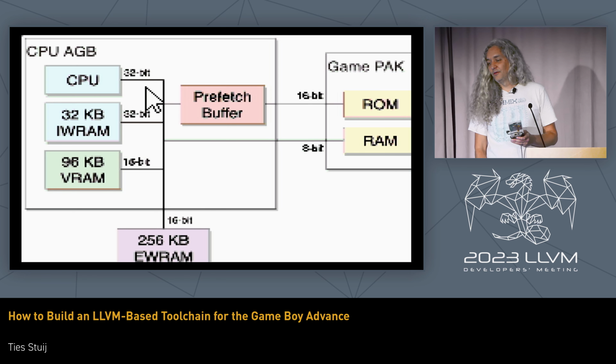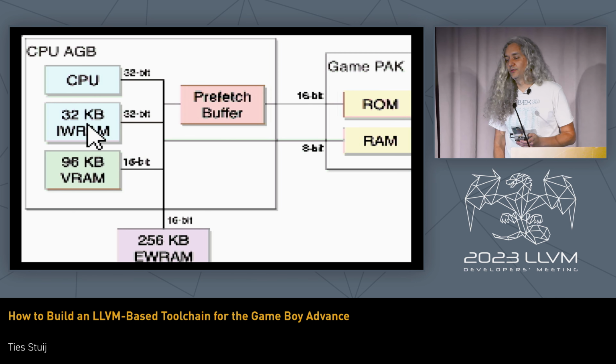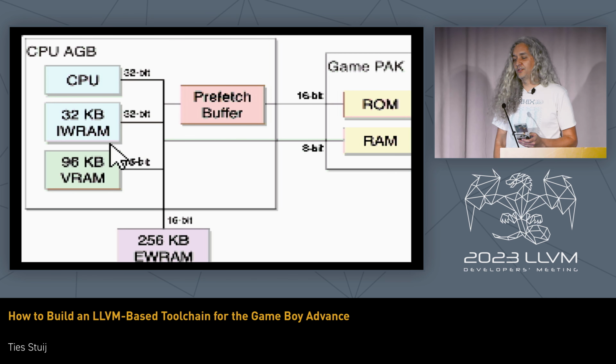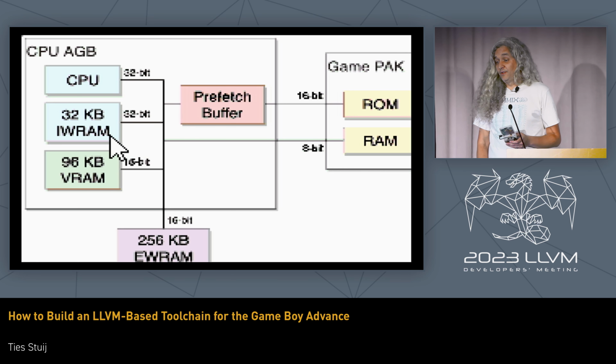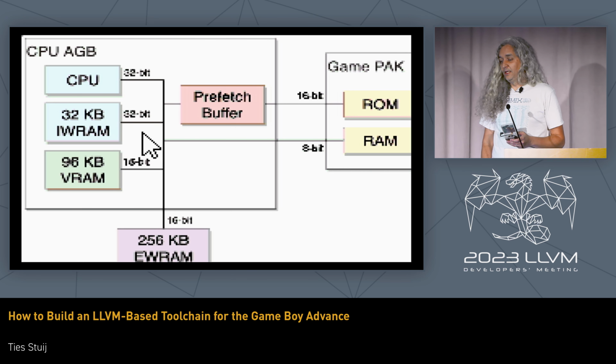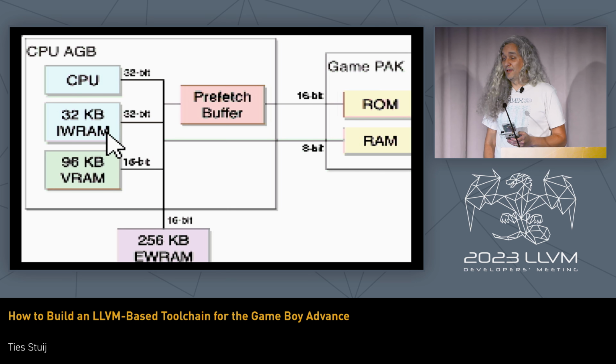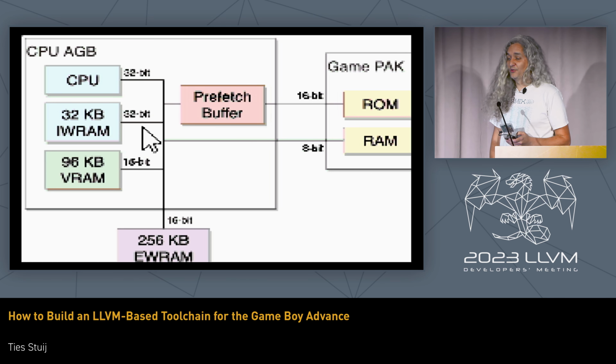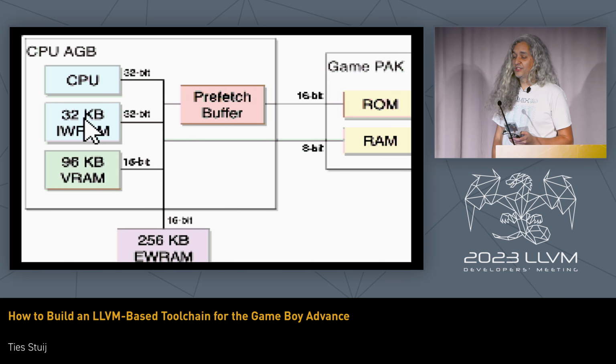So this is connected with a 32-bit bus to your internal working RAM, as it's called, in Game Boy Advance terms at least, and that is your quick memory. It's the only 32-bit bus that it has. You want to put your fast code in here. So you want to put your sound code in here.